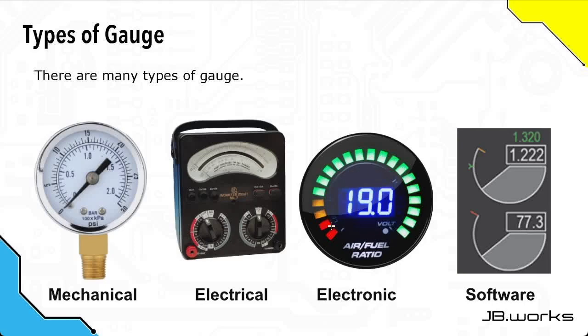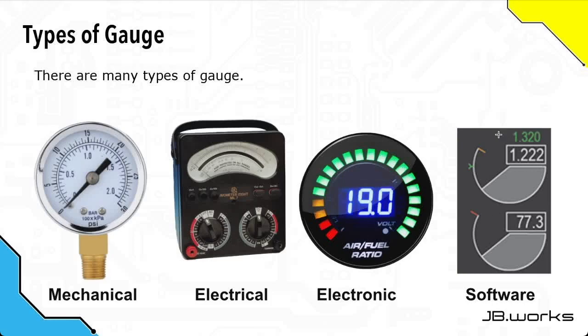Then this one over here is a purely electronic gauge, so there are no mechanical moving parts, whereas these two over here both have mechanically moving parts. This uses a scale shown in colors, so the green is obviously good, orange not so good, and red is bad, and it measures the air-fuel ratio for cars. So this is an electronic gauge with no moving parts.